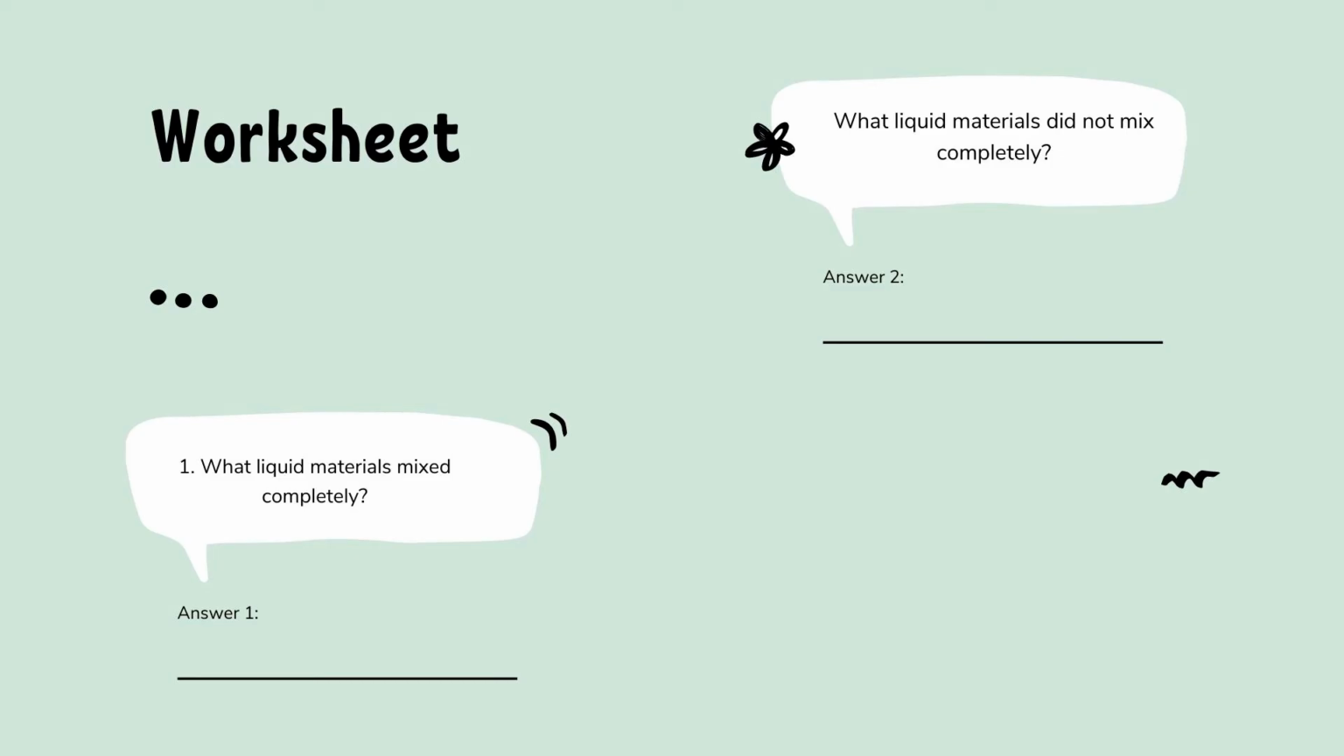After mixing the liquid materials, observe what happens and fill out the table. Submit a photo or video on the conduct of the activity and a copy-paste of your output. So again, this is water and alcohol, vinegar and soy sauce, cooking oil and water. Answer the following guide questions. Question number 1. What liquid materials mixed completely? Question number 2. What liquid materials did not mix completely?